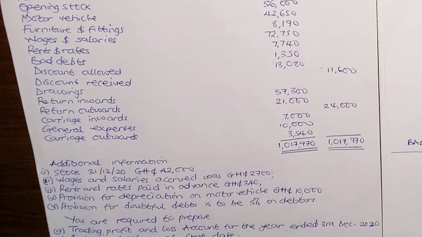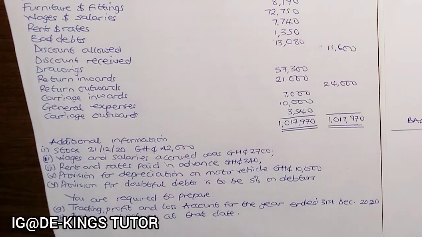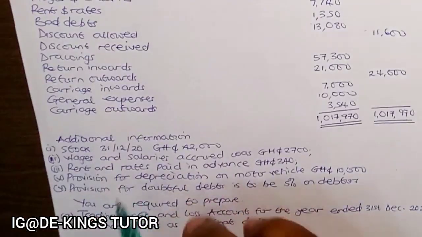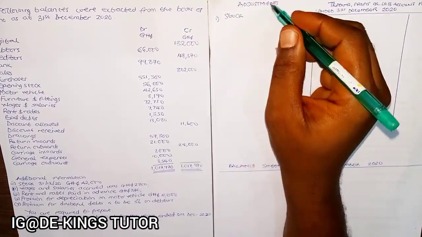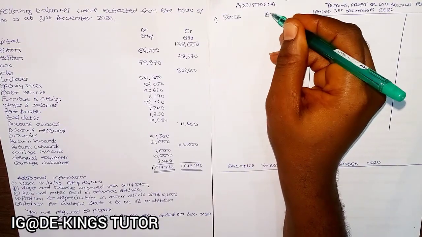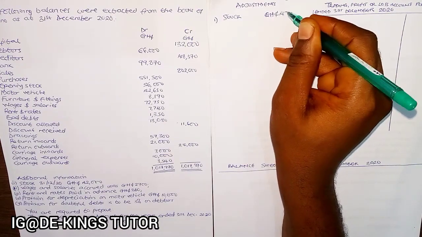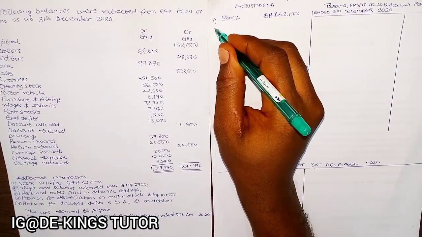We're required to prepare a trading profit and loss account for the year ended 31st December 2020, and B, balance sheet as at that date. Okay, now we're going to start with the adjustment. The first adjustment in the additional information here is just stock. We're just going to write it. Stock is 42,000.